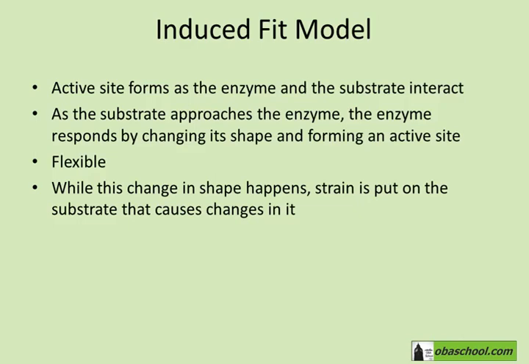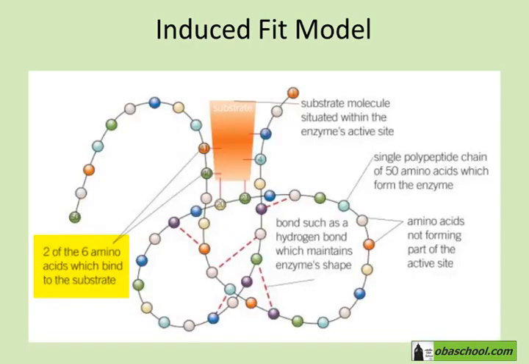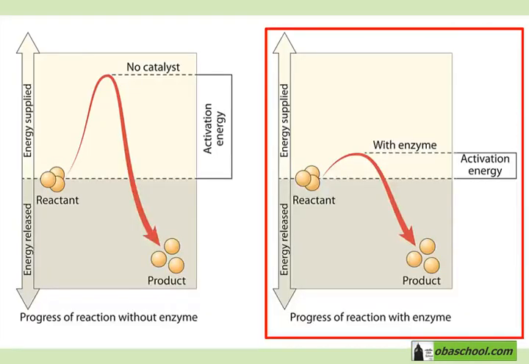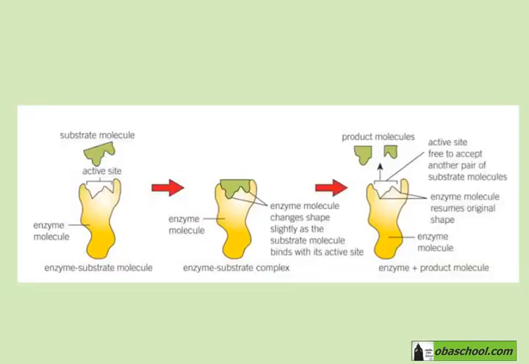And while this change in shape happens, the enzyme is putting strain on the substrate. You saw that the enzyme forms some bonds with the substrate. It puts some strain on the substrate to cause changes in it, and these changes will lower the activation energy to allow the substrate to turn into the products. This is actually what happens.